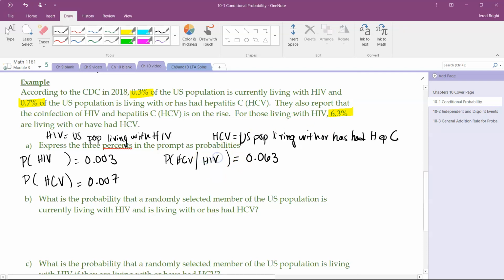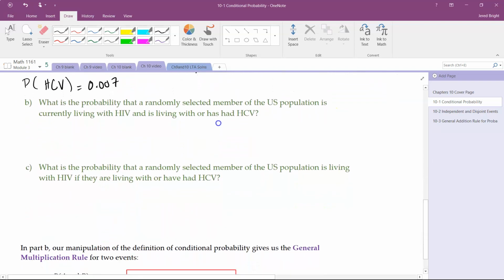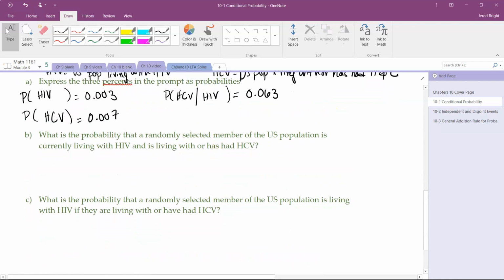Okay, so that's a given information. That's our existing condition. So we're saying we're not looking at the entire population. We're just looking among those with HIV, right? So we're restricting our sample space to be just among those with HIV. Okay, and then out of that population, what part is living with HCV? All right, so there we have some numbers, and that's all we had to do for part A.